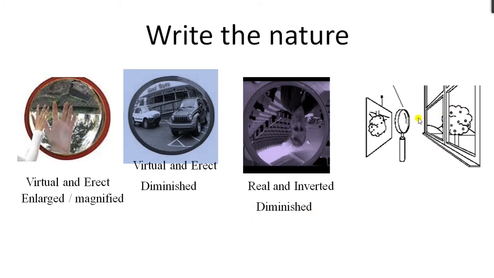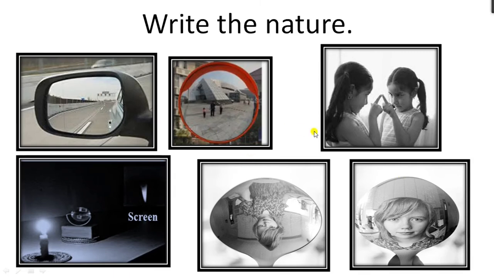So out here the image of the tree is inverted, so inverted is always real, or we can say this image is being obtained on screen, so the image which can be obtained on the screen is real. And by looking at the size of the image is smaller than the size of the tree, so it is diminished. So similarly you can try these images.